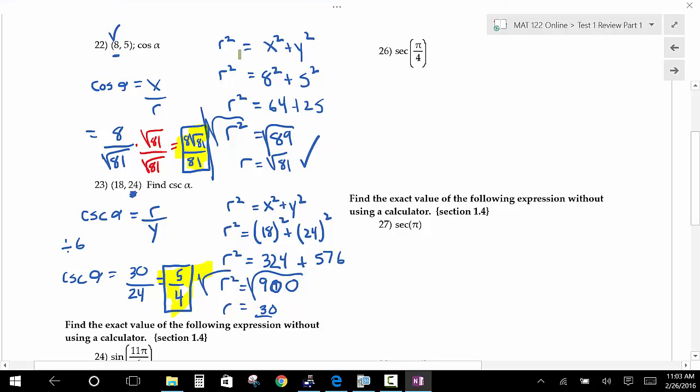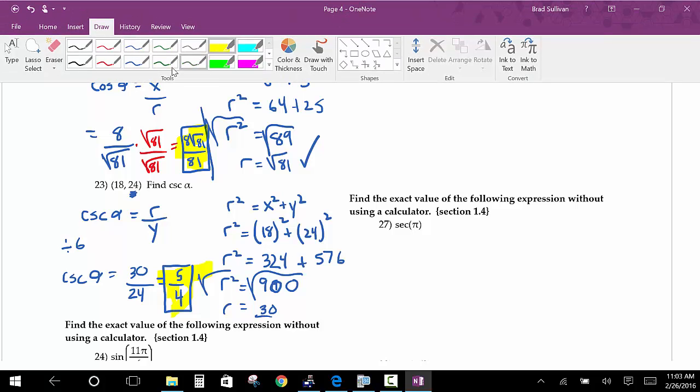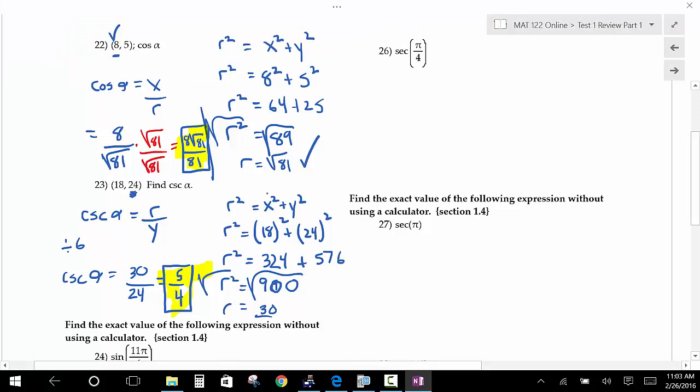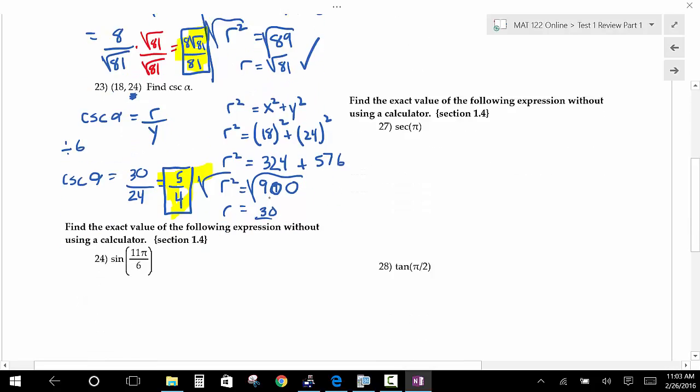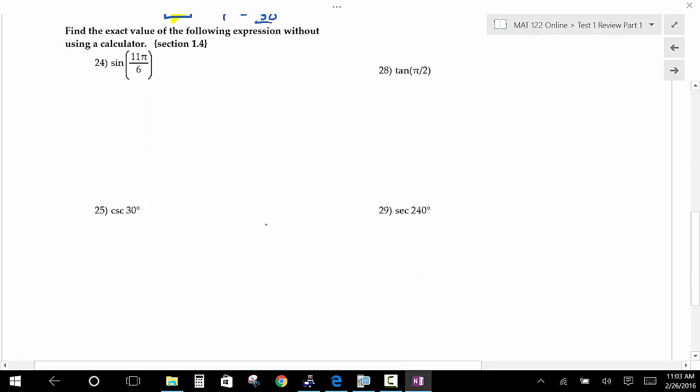All right. Let's see, moving on to some other things on here. Let's take a look at finding the exact value without a calculator. Okay, this has to do with special triangles primarily.